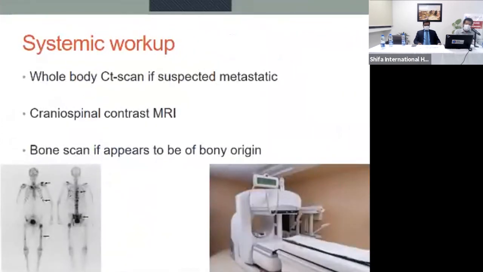For the systemic workup, a whole body CT scan can be done if metastasis is suspected. Craniospinal contrast MRIs can be done for systemic workup, and the bone scan if the tumors are suspected to be of bony origin.